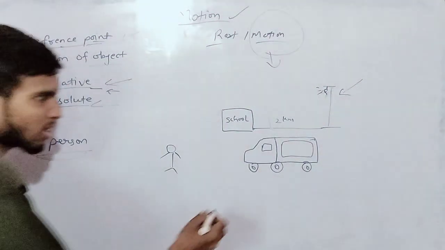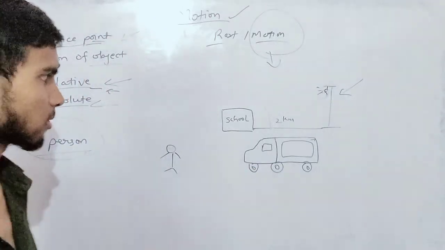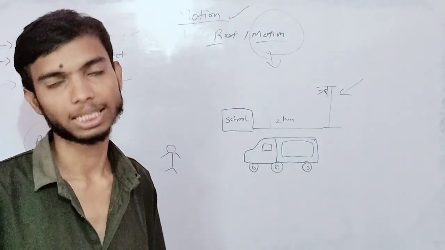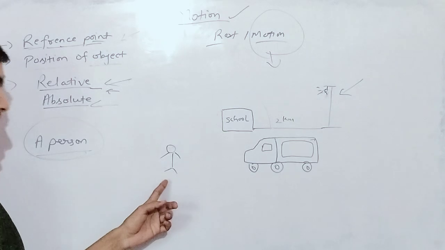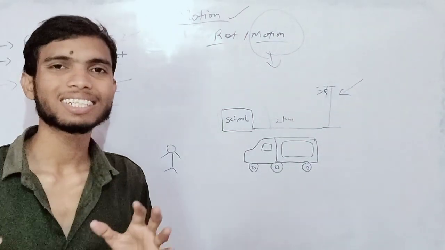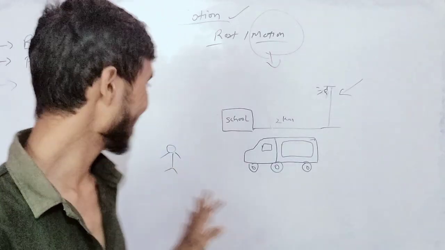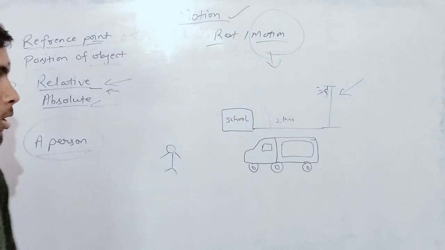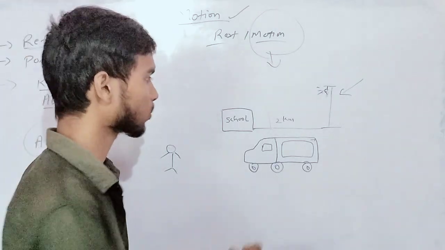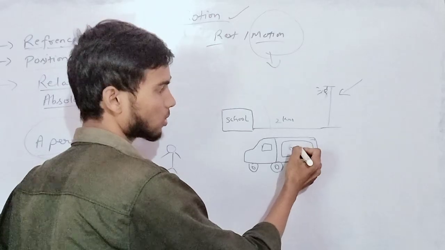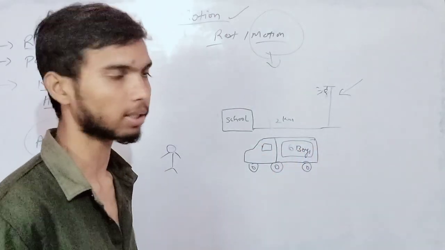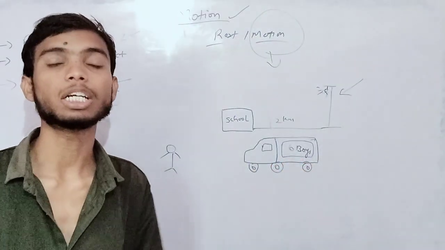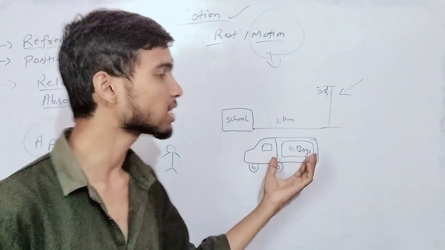Now this vehicle starts running. The driver of the vehicle starts driving. This person is still standing on the road. Now this vehicle is moving. A question arises. Let's just say six boys are here and two boys are here. Now the question is: are these six boys in motion or not?